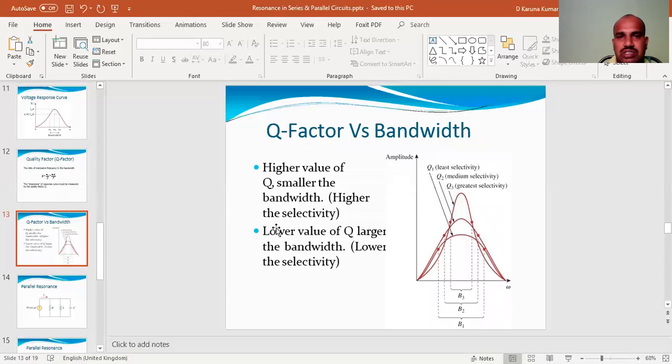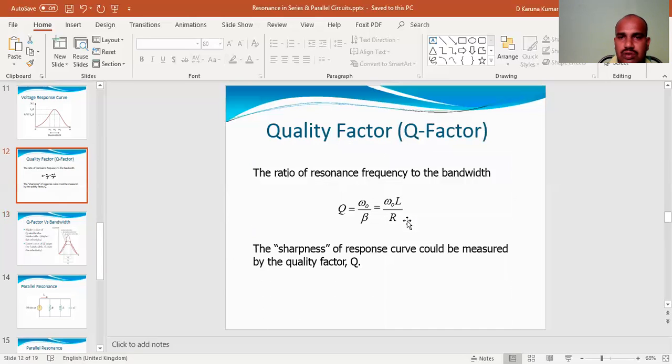Quality factor versus bandwidth. A higher value of Q means a smaller bandwidth and is more selective. A lower value of Q means a larger bandwidth. The quality factor is inversely proportional to bandwidth: if the bandwidth is low, the quality factor is high; if the quality factor is high, the bandwidth is low; if the bandwidth is high, the quality factor is low.